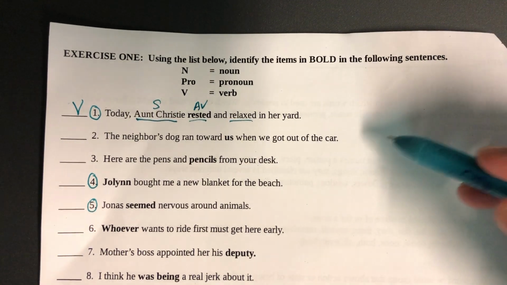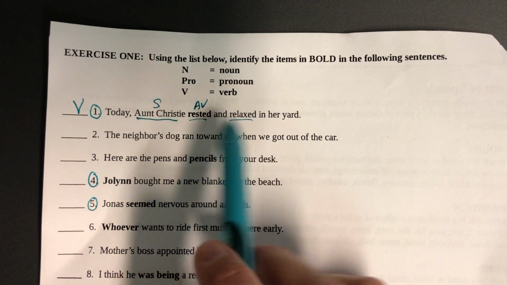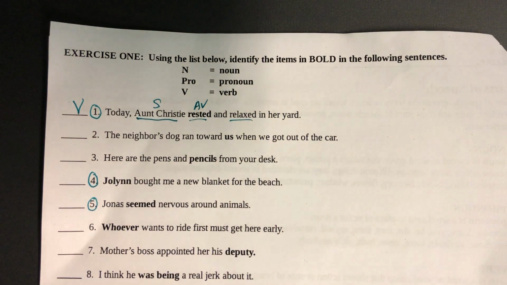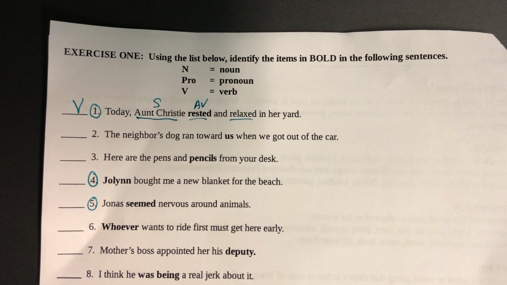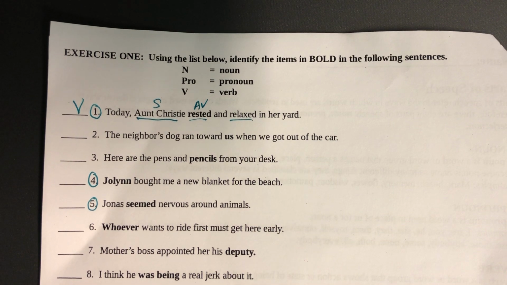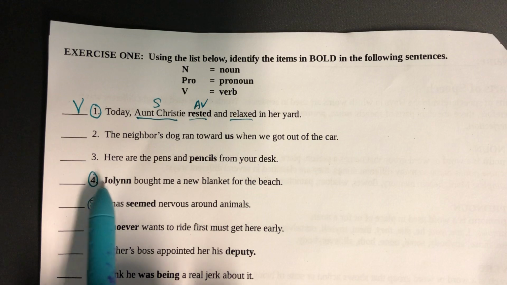Linking just links one part of the sentence to the other part. And linking verbs, there aren't a lot of linking verbs. So there's sensory verbs, and then there's is, was, are, am, be, being, become, and a list of others.